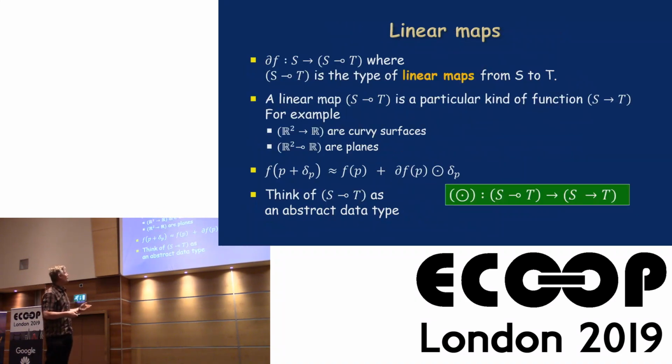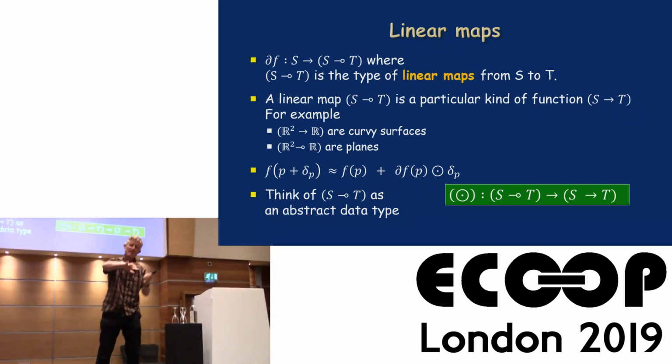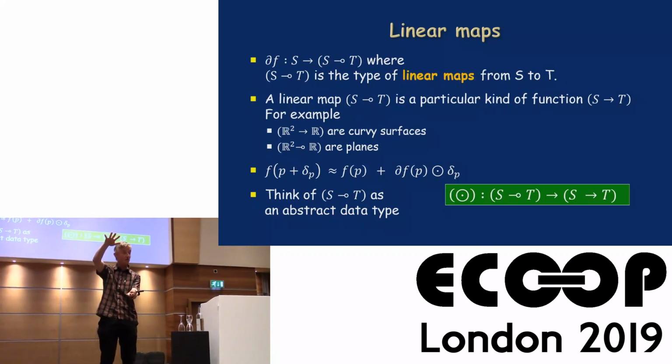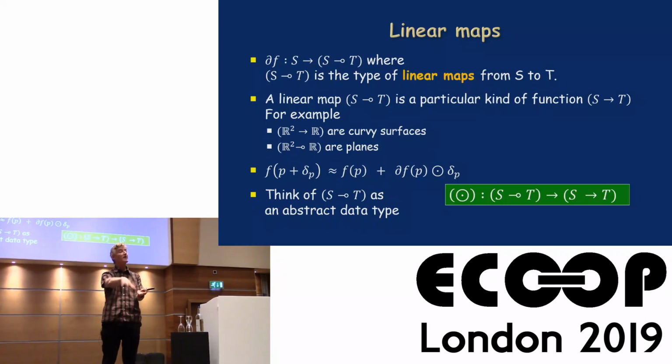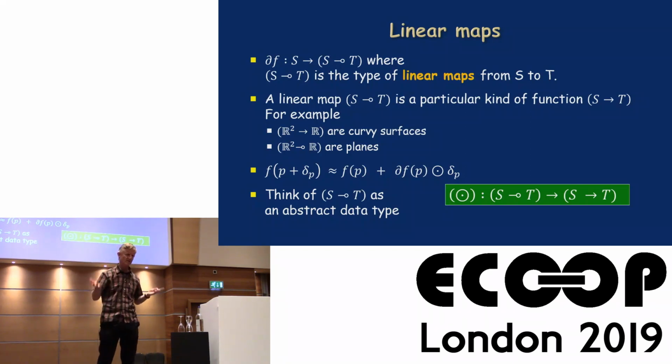Now, a little bit more about what I mean by these lollipop things, linear maps, which are particular kinds of functions. To take a particular example, if you have a function from R^2 to R, you could think of that as a curvy surface. The height is the result of the function. The x and the y on the floor are the inputs to the function. Linear maps in this world would be planes rather than curvy surfaces. So that's an intuitive idea of what I mean by linear.